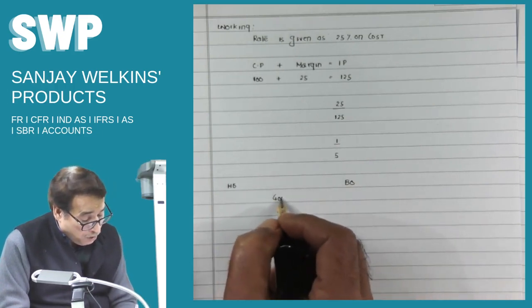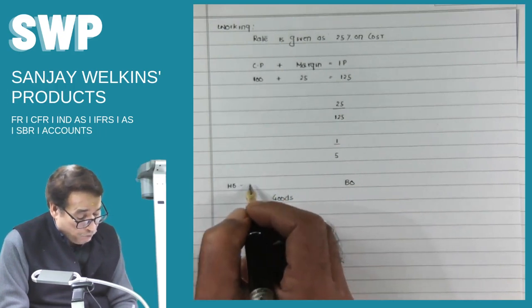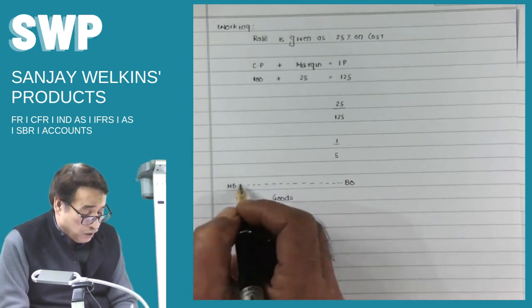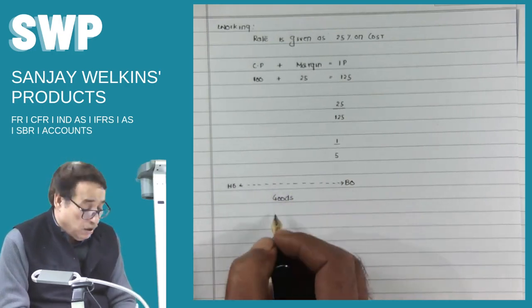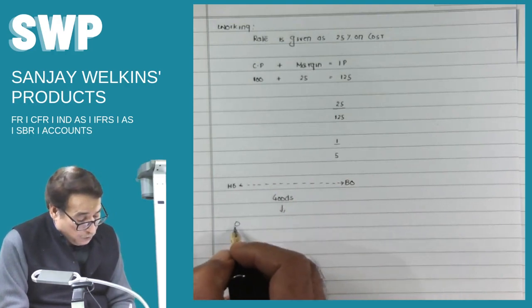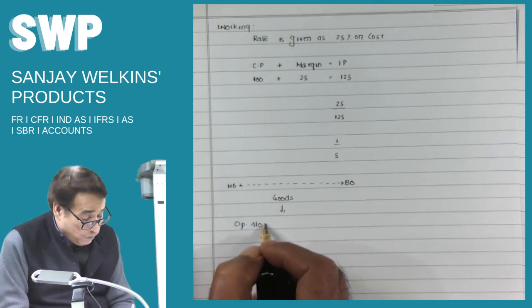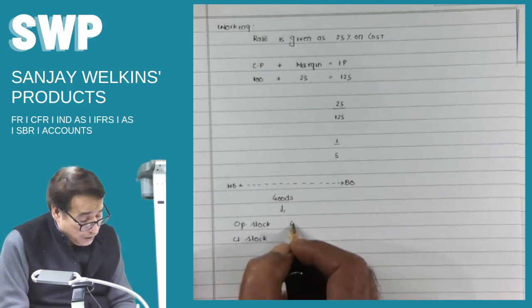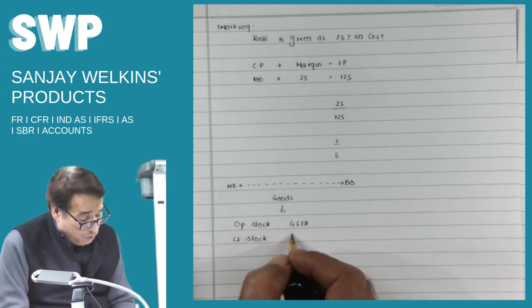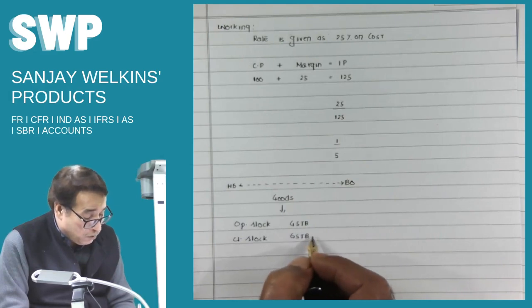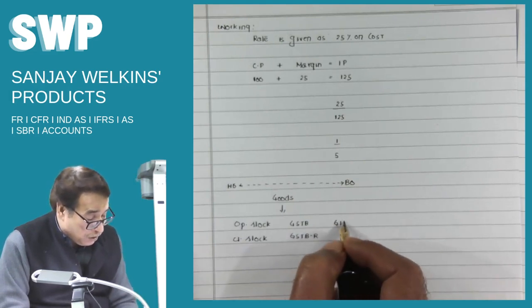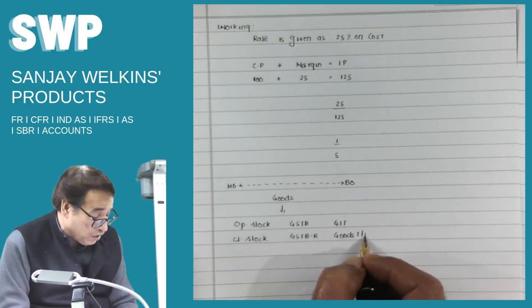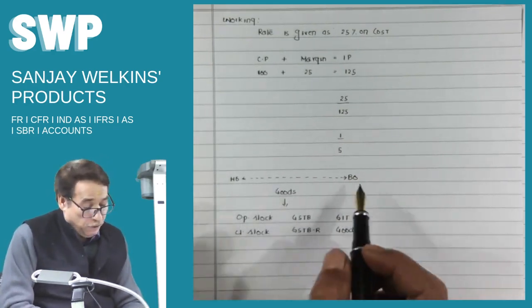Loading is possible on goods, but only such goods which travel between head office to branch or from branch to head office. Is it clear to you? Generally, loading is done on opening stock, closing stock, goods sent to branch, goods sent to branch returns, goods in transit, and goods transferred. Generally, loading is done on such goods because these goods commute between head office and branch office.